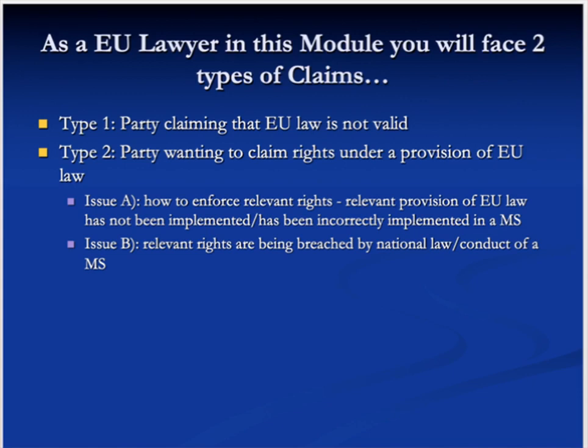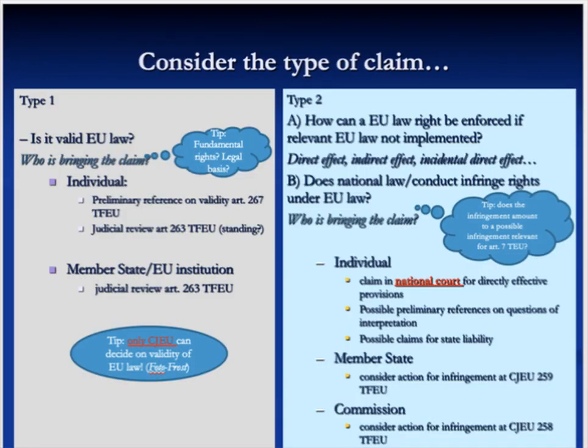Now, here's a slide from the tutorial on the electronic workbook, which you probably recognise. And here is a question for you to think about right now. Which of these types of claim, type 1, where the party claims that EU law is not valid, or type 2, where the party wants to claim rights under a provision of EU law, are most likely to be engaged in a free movement of goods problem question? Type 1 or type 2? If we were together, I'd get you to do a show of hands in the lecture theatre. So that's right, it's type 2.